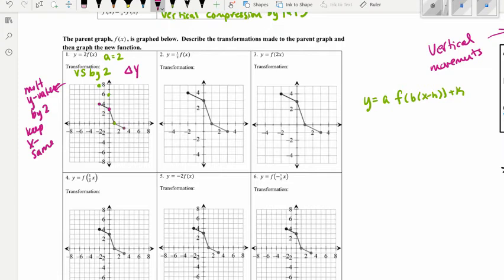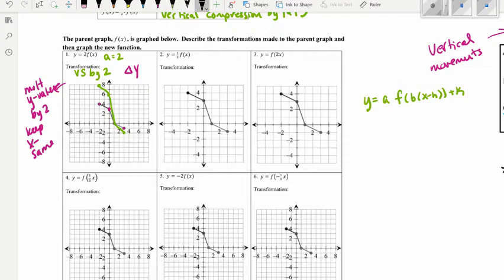And here I have a y value of negative 1. So negative 1 times 2 gives me negative 2. And then if you have a ruler, I would use a ruler to connect these points. And that gives me my new graph. So that's a vertical stretch by 2. Notice the y values changed, but I kept the x values the same.